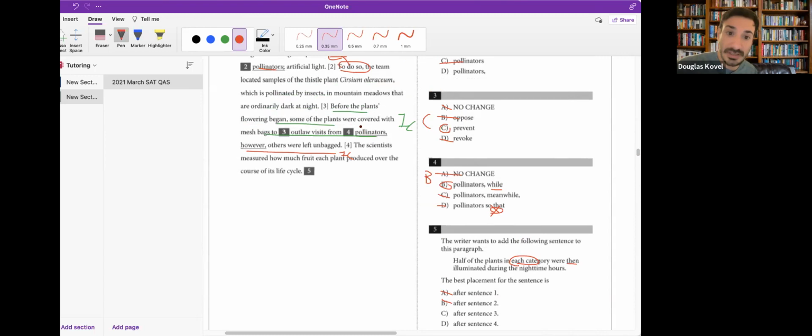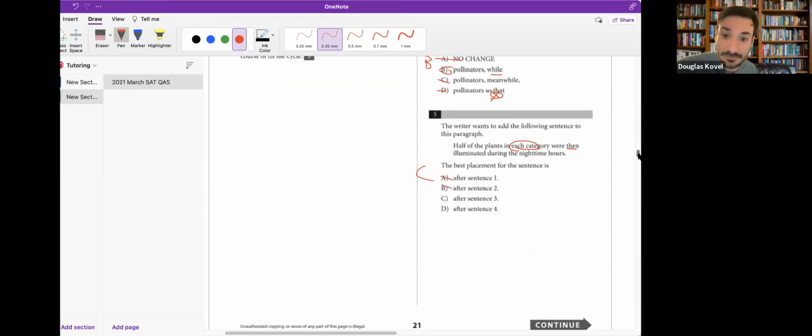So sentence 3 tells me the 2 categories the plants were divided into. The new sentence tells me what happened to the plants in each category. And then my last sentence tells me about the measurements that were done at the end. So C would be correct, but it was still important that we checked 4 just to make sure that 4 would make sense after that.